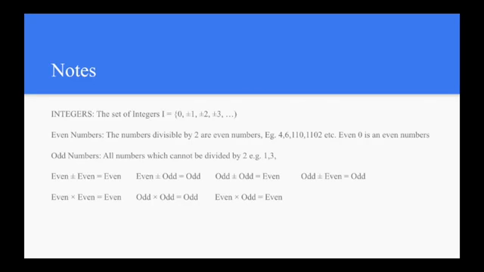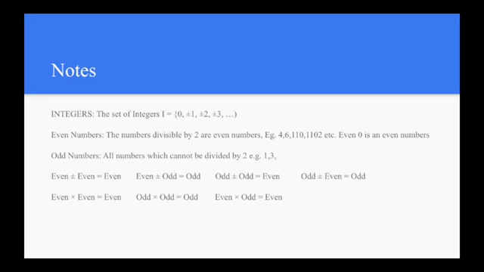Coming to the further part, even numbers as well as odd numbers. Even numbers are those integers, I would say, which are divisible by 2, and odd numbers are those integers which are not divisible by 2. For example, 1, 3, 5. Even number examples are 2, 4, 6, 102, 110, 150, 152.